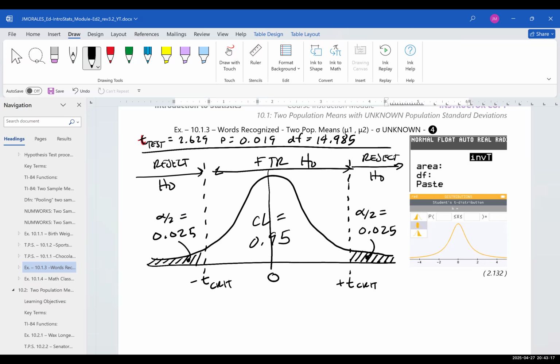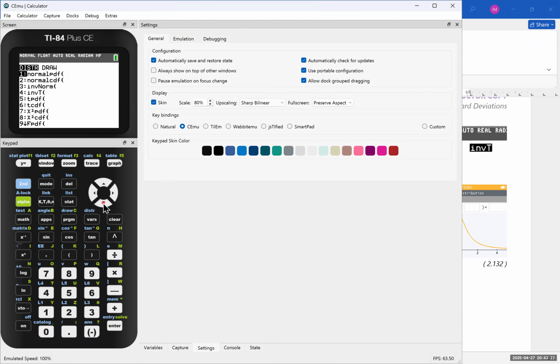So let's go here. We want to go second in vars for our distributions functions. We'll go to inverse t, where we want an area of 0.025. And degrees of freedom is going to be 14.985. There we go. Negative 2.132. That'll be positive and negative, actually.